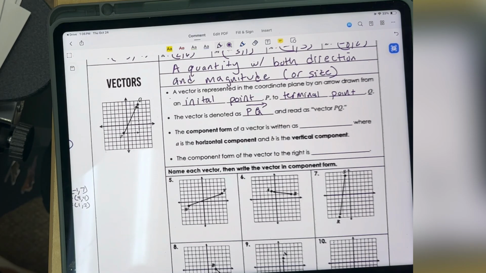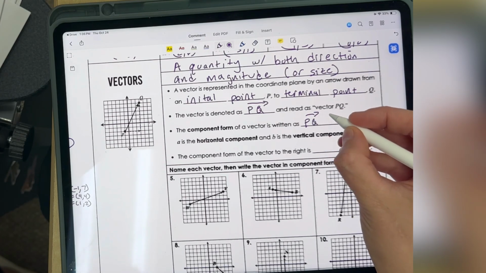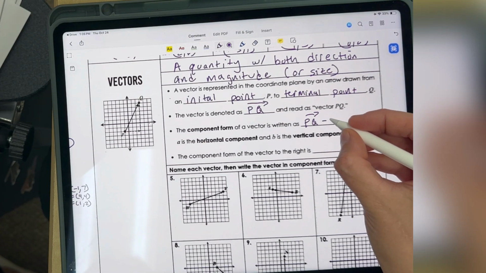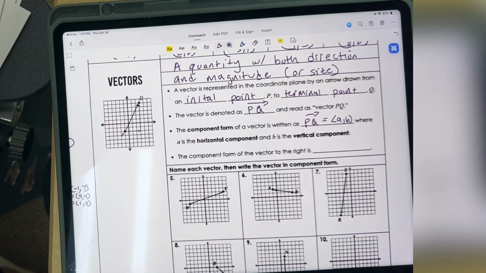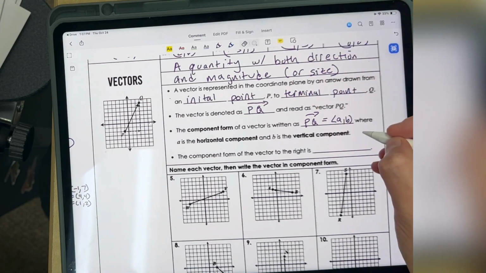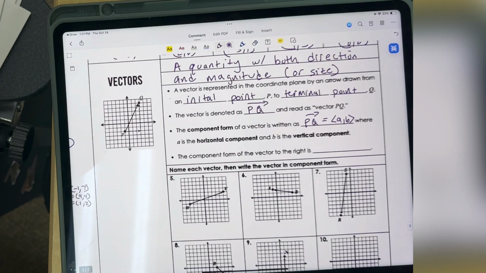So what we're going to talk about today is the component form of a vector, and it is written as PQ, again, looks like an array, equals AB. Okay? Where A is the horizontal component and B is the vertical. So A, look at it, it's in the X spot, and B is in the Y spot. Oh, it's not supposed to be a parenthesis, sorry. It's like a little arrow. It's like very intense.